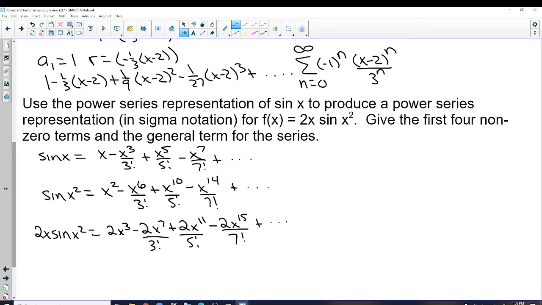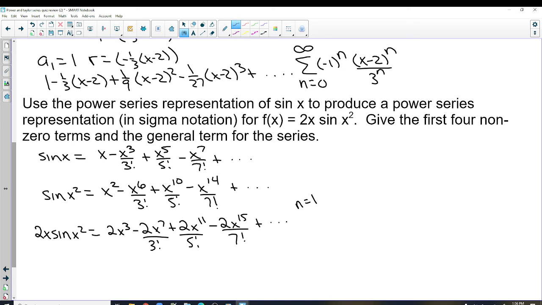Now we're supposed to write the general term. I think let's start at 1. I could probably start at 2. I could probably start lots of things. 0, but usually 0 and 1 gets the job done. Now I'll adjust to starting at 1.